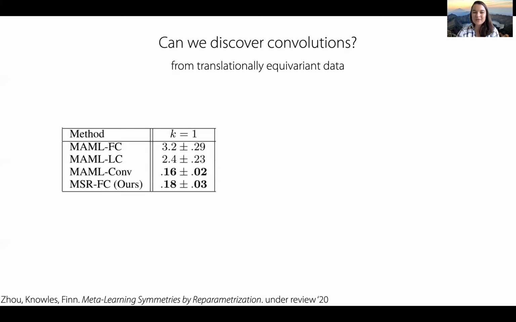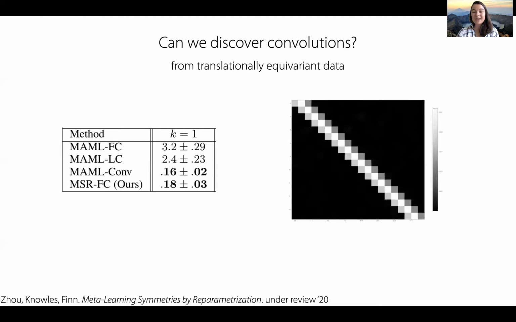Now, what's really cool about this is we can actually visualize the weight matrix and the reparameterization that it learns. And we see that it exactly corresponds to the matrix that I showed earlier. It exactly corresponds to convolutions. So essentially, we find that MSR is able to discover convolutions, at least in this very simple example, from synthetically generated translationally equivariant data.